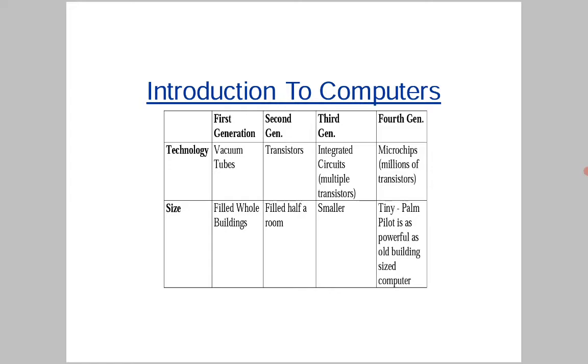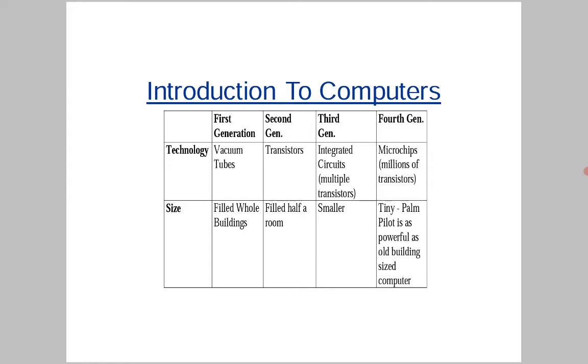Generally, in first generation computers vacuum tubes are used. The size is large; a computer can occupy more than a building. In second generation computers transistors are used as the electronic device, and it occupies half of a room.